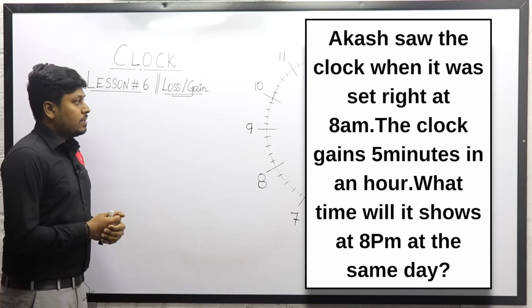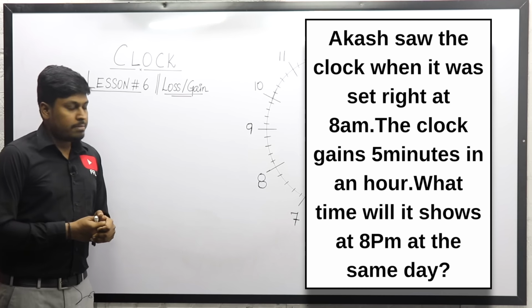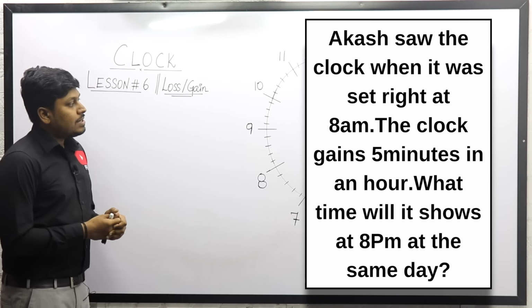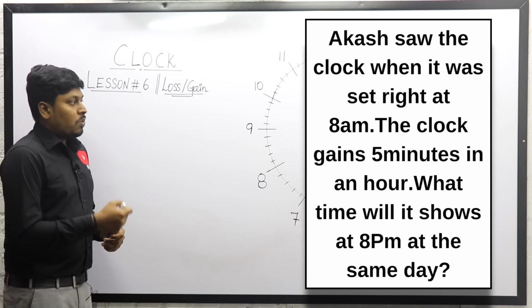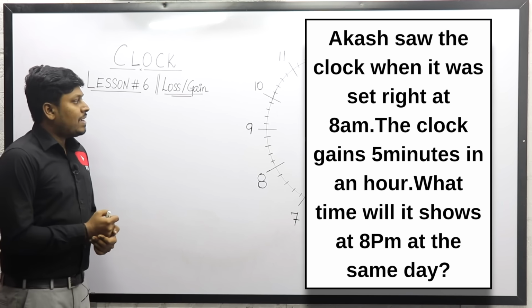Question number 1. Akash saw the clock when it was set right at 8 a.m. The clock gains 5 minutes in every hour. So what time will it show at 8 p.m. on the same day? So first let me understand the question.